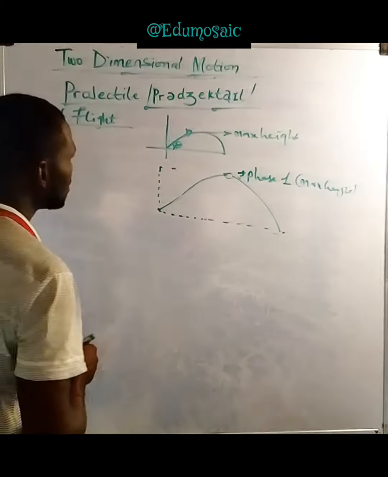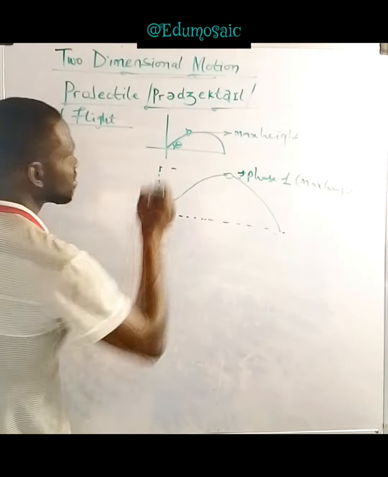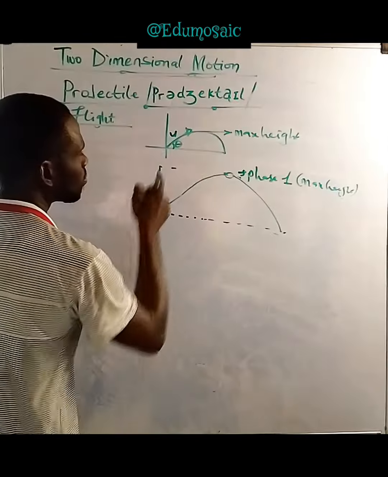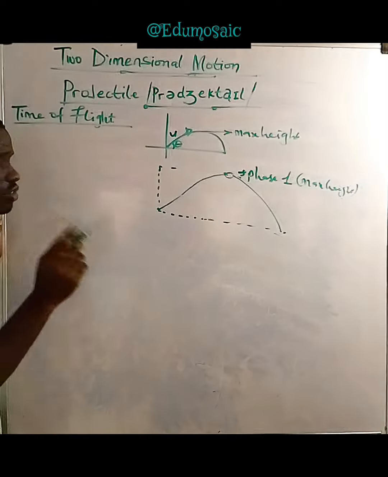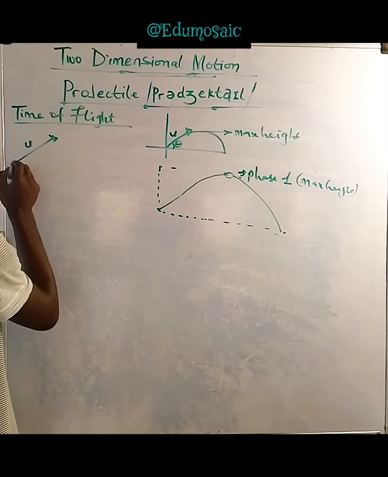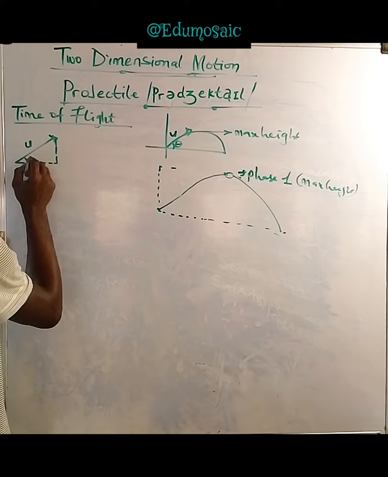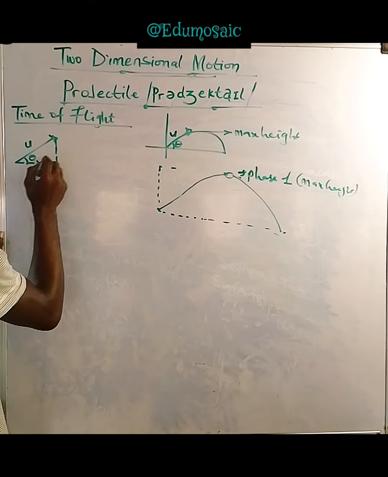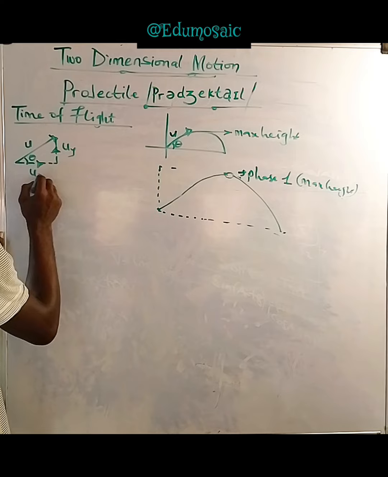So let's look at it. Don't forget, we're going to be needing the knowledge of SOHCAHTOA, very important. So this is the initial speed. For the fact that the body is being shot with this velocity, it means it's going to move in 2 dimensions. That's what I call two-dimensional motion. So at initial speed u, the body makes an angle theta against the horizontal. The body is going to cover 2 dimensions, one along the y-axis and one along the x-axis.